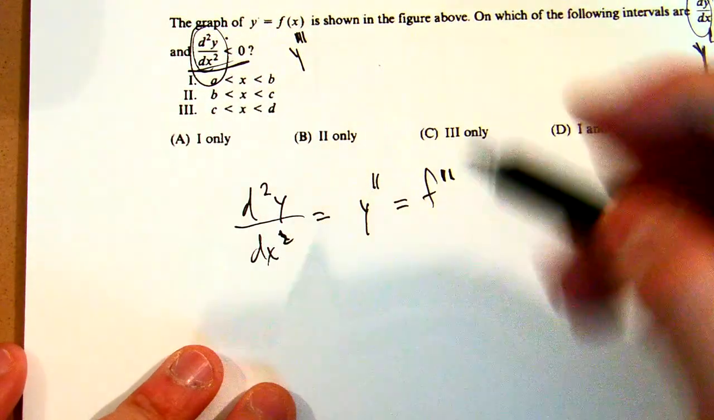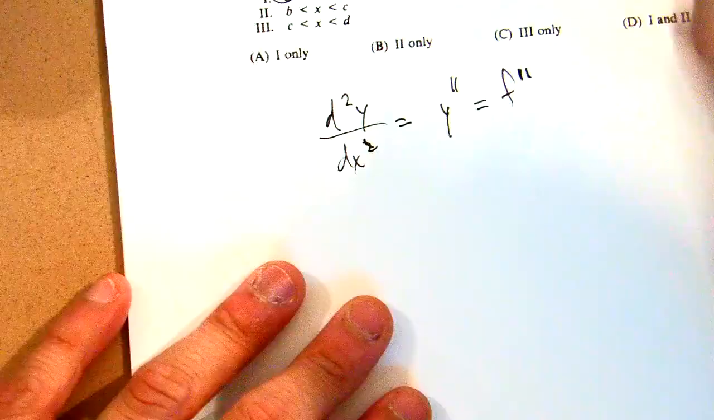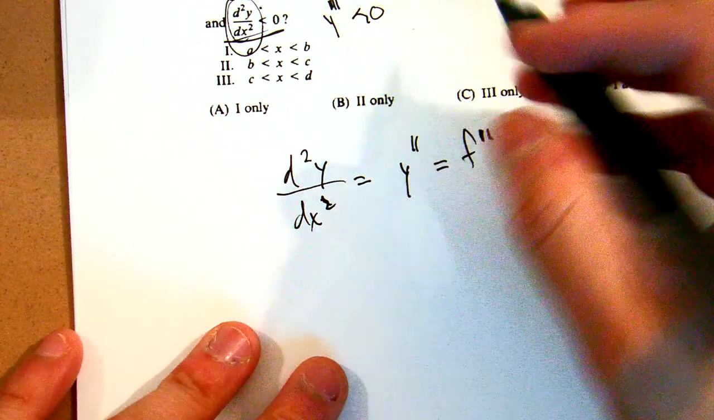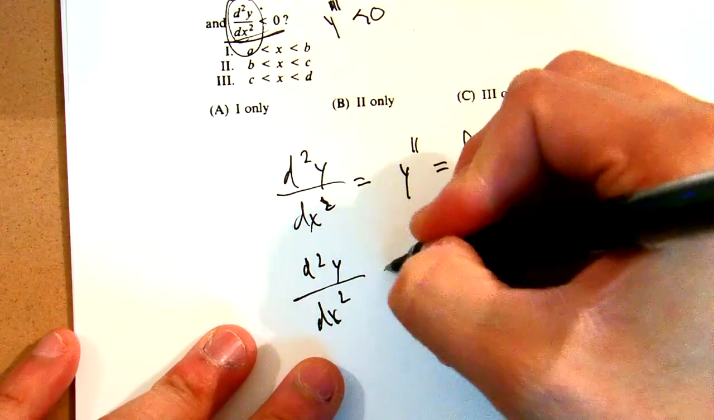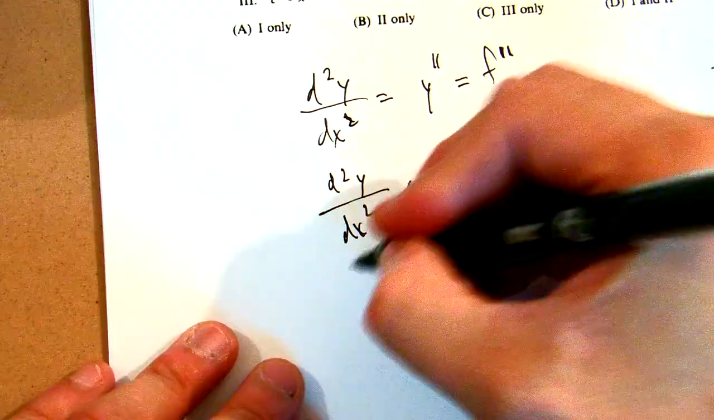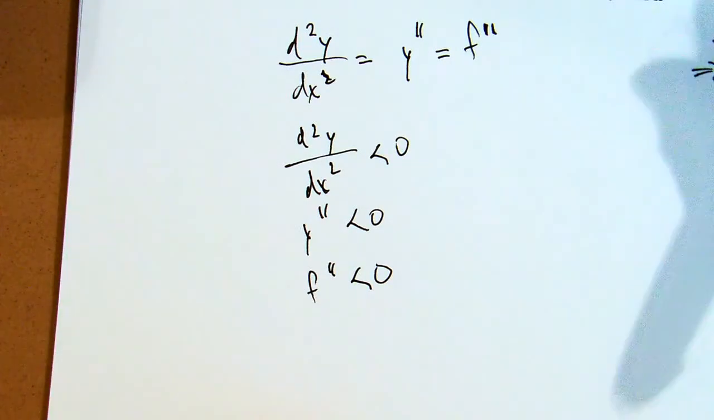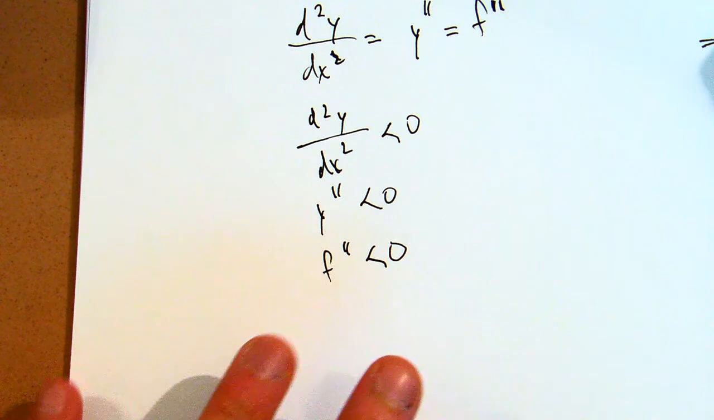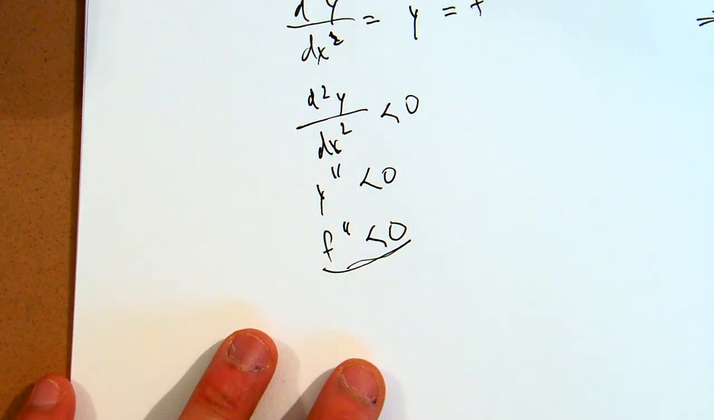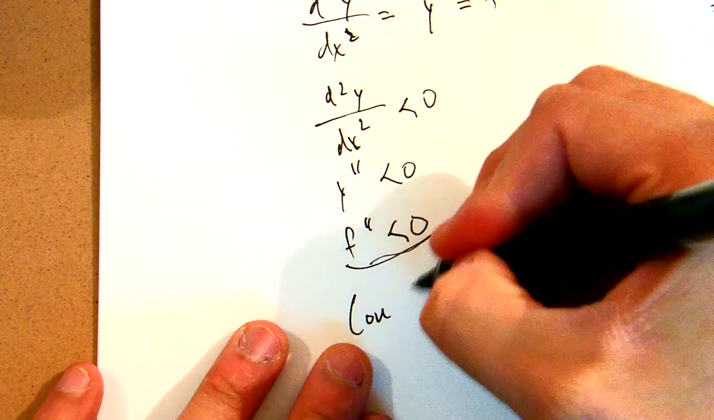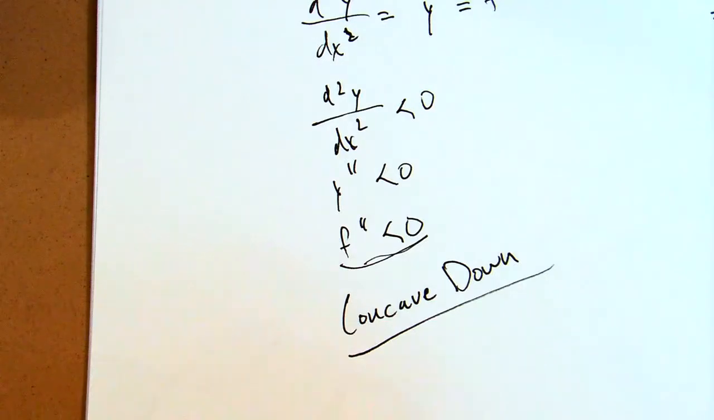y double prime, so this one was less than 0, right? Okay, so we know that this one here is less than 0, which means that y double prime is less than 0, which means that f double prime is less than 0. So what am I trying to say here? Well, if we remember from a couple of problems ago, it has to do with concavity. So this means concave down.